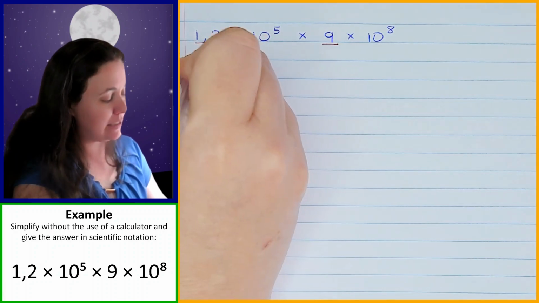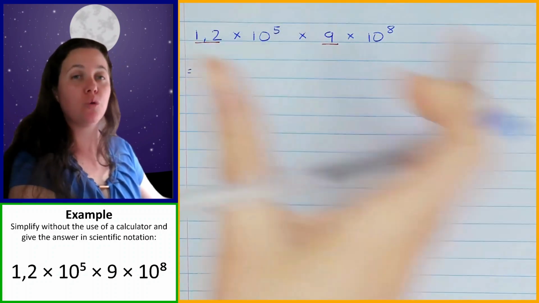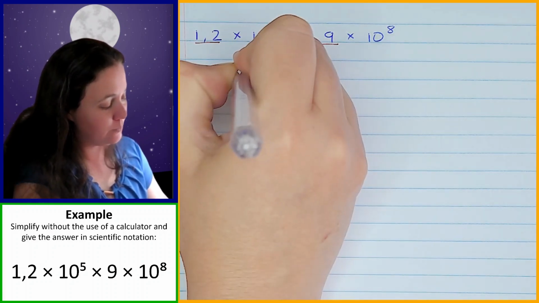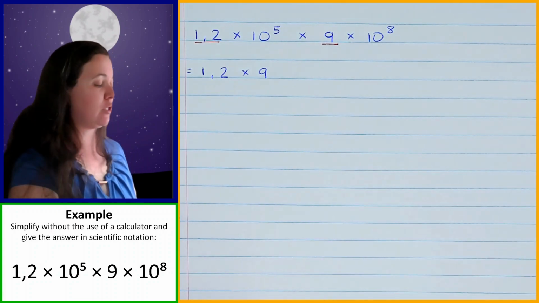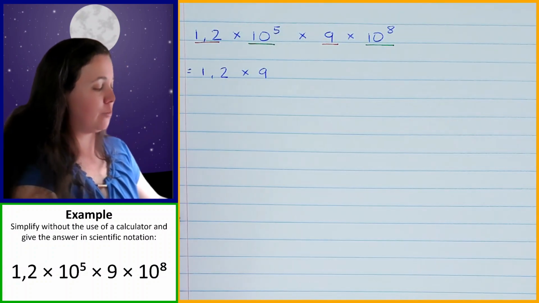Now I'm going to write them grouped like that, but you don't have to actually write it like that. You can just do it straight away, but this will help to see what is going on. So I've got 1.2 times 9, and those I'm grouping together. Then I'm also going to be multiplying my powers of 10 together, so I'm going to group those together afterwards.